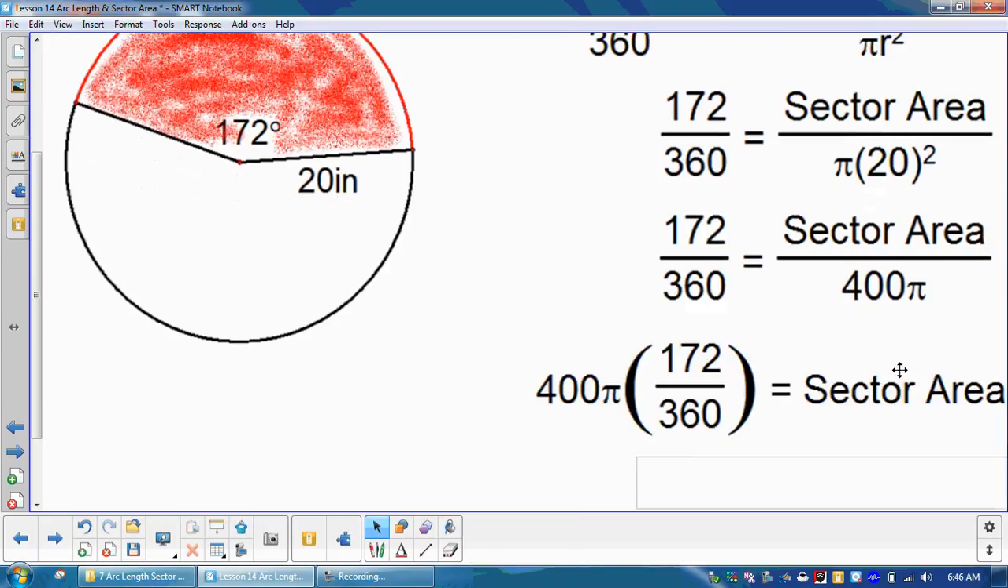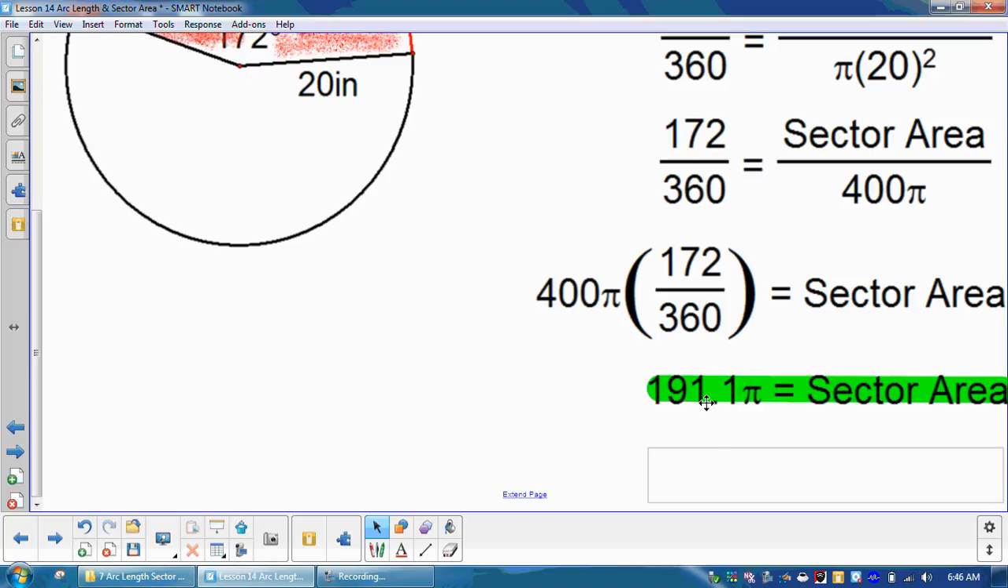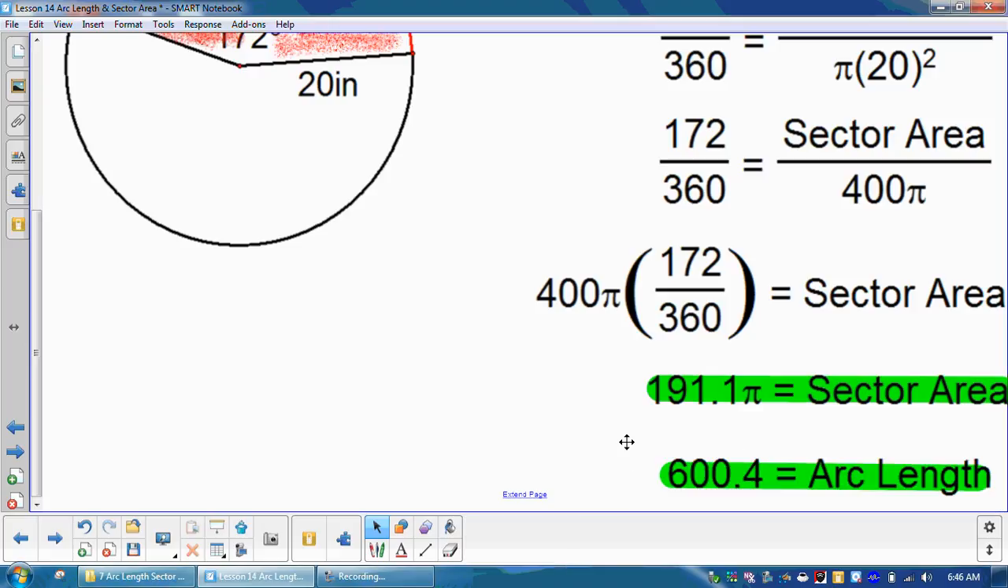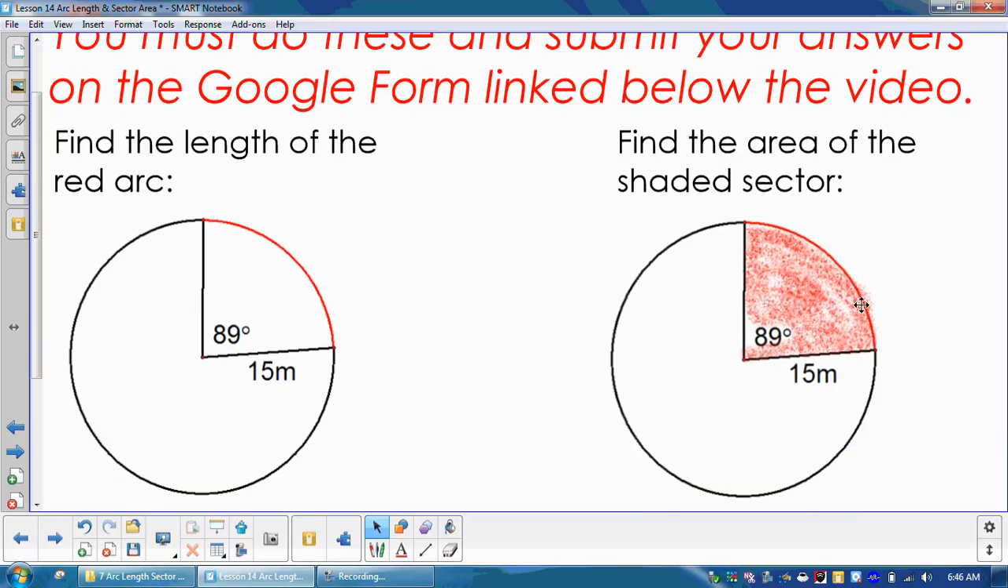We're multiplying both sides by 400 pi. In the calculator, 172 divided by 360 times 400 gets you 191.1 pi inches squared. And then if we want to multiply through, 600.4 inches squared. So two you-dos for you to do. I want you to find the length of this red arc, and I want you to find the area of this sector.